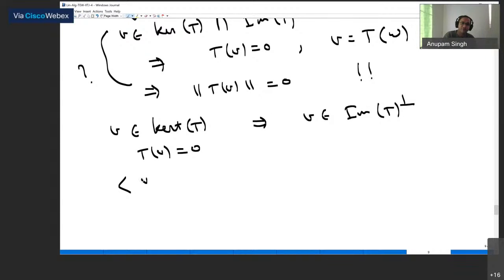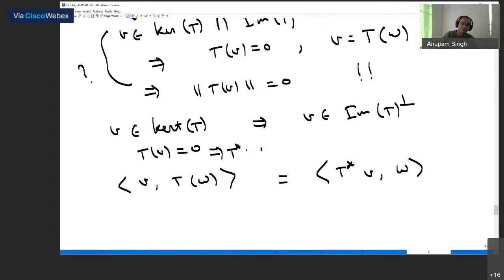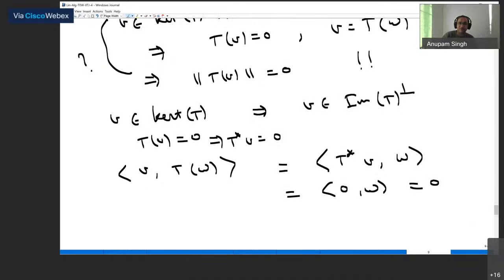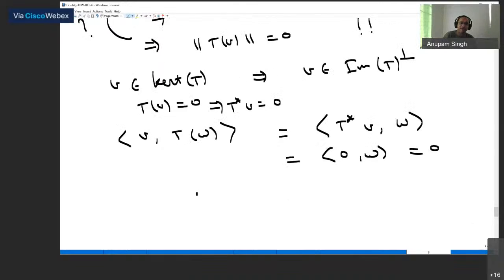To prove it is perpendicular to everything in the image, I have to compute the inner product of V with something in the image. So let's say something in the image is of the form T of W. But when I write this, I also get the inner product of T star of V and W. But if T of V is 0, from the previous step you also see that this will give me T star of V is 0, because the kernel of T and the kernel of T star are the same, right? So then I get here the inner product of 0 and W, but that is 0. So this proves this. Similarly, I can prove the other way around. Maybe I'll leave it as an exercise.